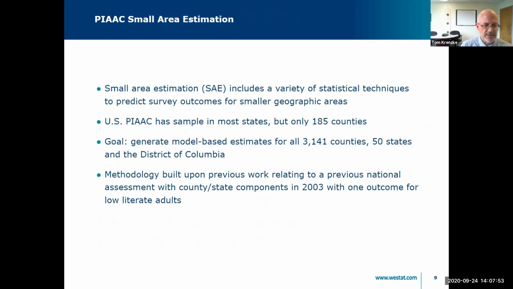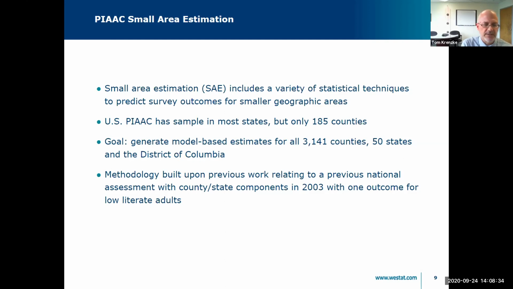However, there's been a lot of interest in creating estimates for states and counties. And to do so, we used small area estimation methodology. And this methodology in general includes a variety of statistical techniques to predict survey outcomes for smaller geographies. This is very challenging for US PIAAC because it has sample in most states, but only sample in 185 counties. Therefore, the goal is to build a strong model on the 185 counties to predict estimates for the 3141 counties in the US and the 50 states and the District of Columbia.